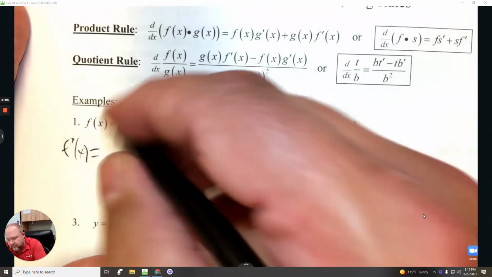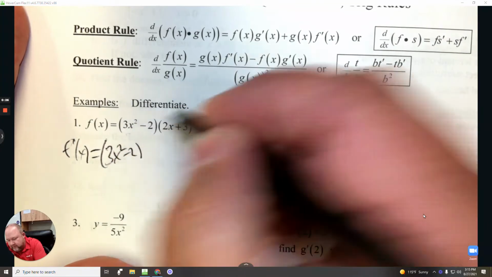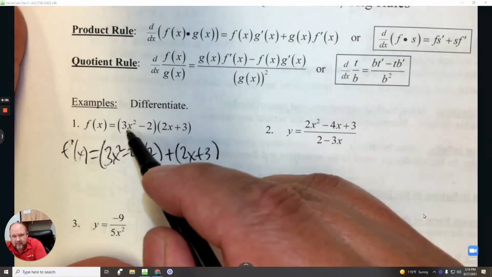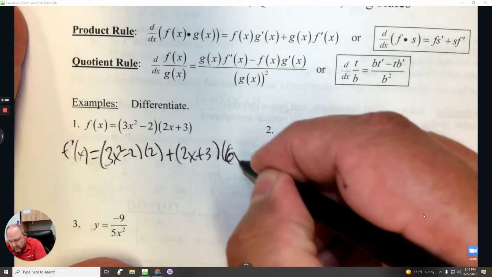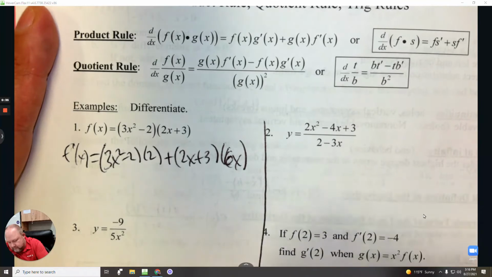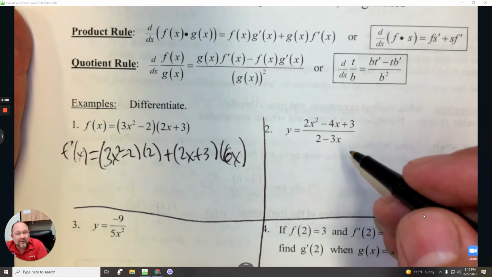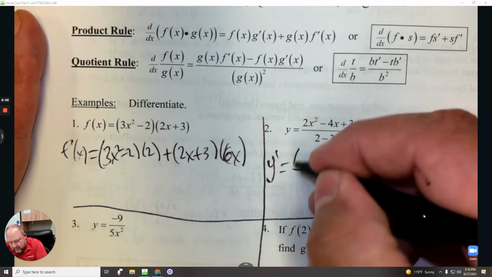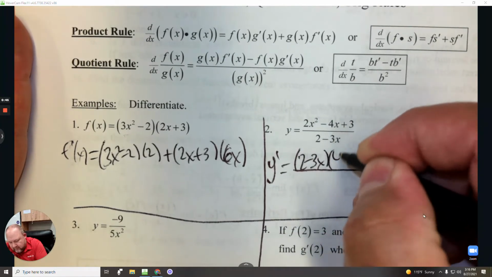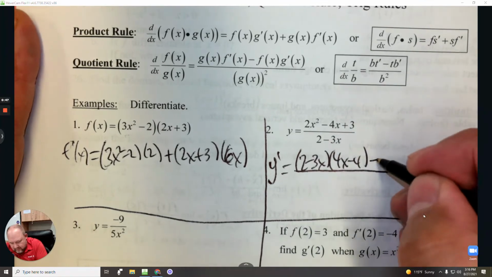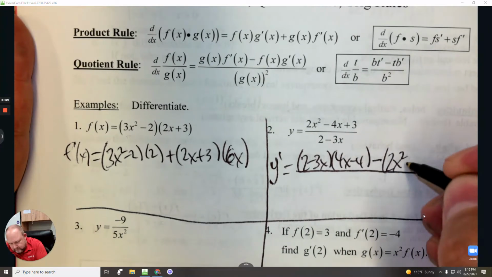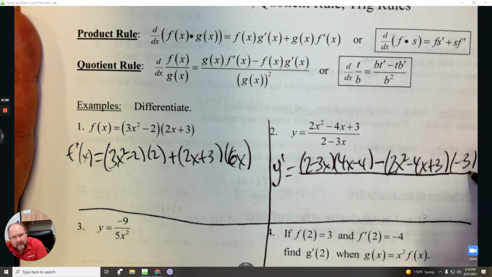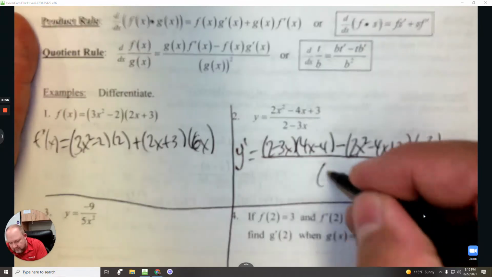So the first times the derivative of the second plus the second times the derivative of the first. That's it. No more. Here, this is going to be obviously the quotient rule. What's that? The bottom times the derivative of the top, subtract the top times the derivative of the bottom, and then the bottom squared.